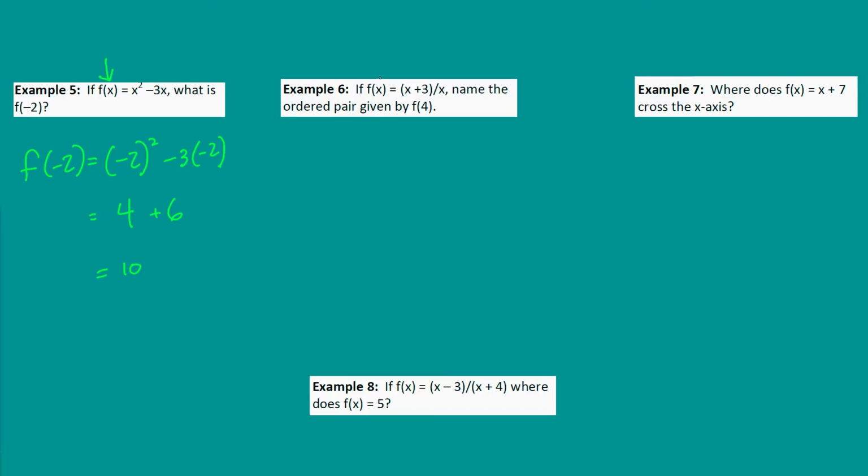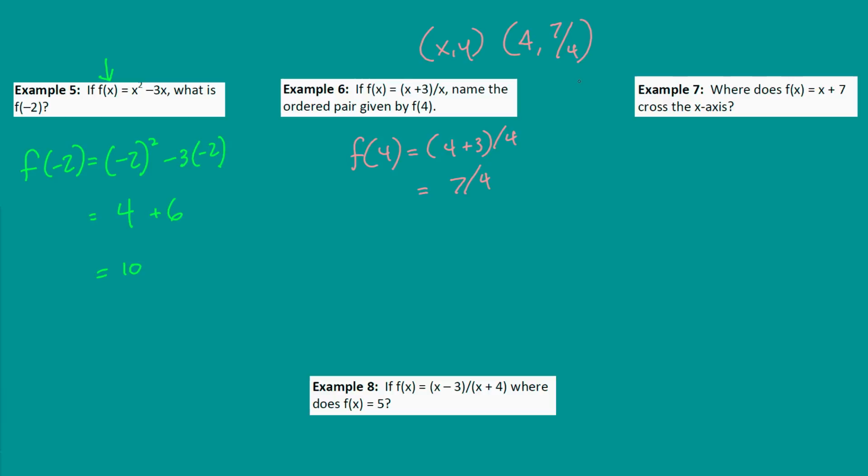Example 6 is just another way of rewording it. They're saying if f of x equals blah blah blah, name the ordered pair given by f of 4. An ordered pair just means that you're going to get an x comma y, right? So it means that when I plug in my x value of 4, what's the y value that comes out? So we just plug 4 into here and we get f of 4 equals 4 plus 3 divided by 4. 4 plus 3 is going to be 7 divided by 4. So that means that my ordered pair is going to be 4 comma 7 fourths. Okay, just plugging the number in.